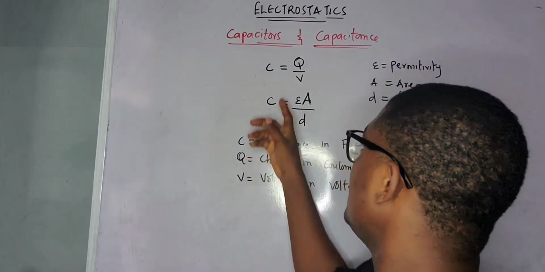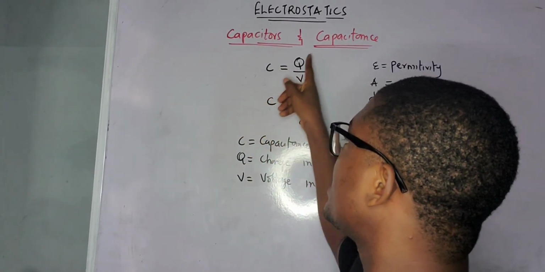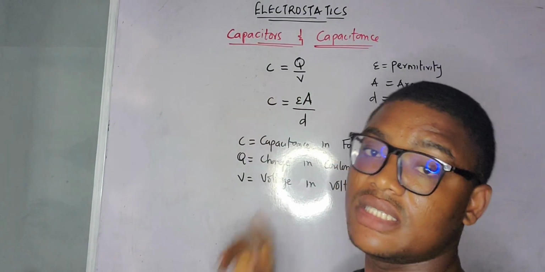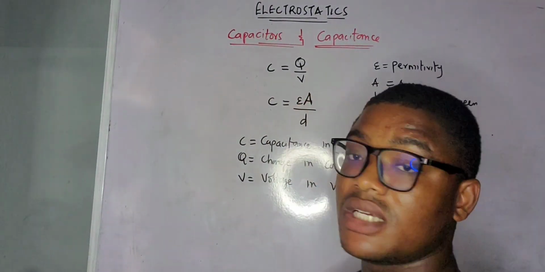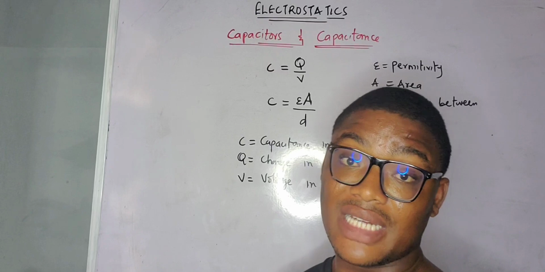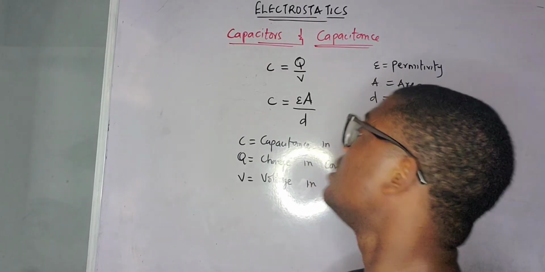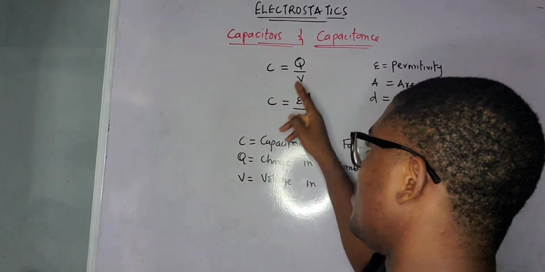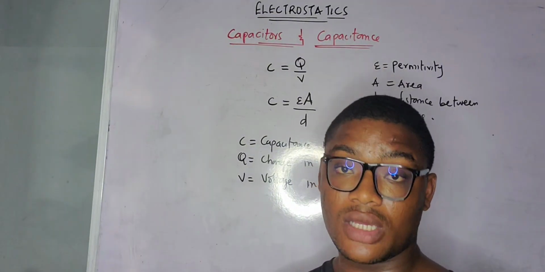So we can say the capacitance is equal to Q over V. Here C is the capacitance, Q is the charge, and V is the voltage. The potential difference is also called voltage, you understand? So capacitance equals Q over V. That is the formula for capacitance.